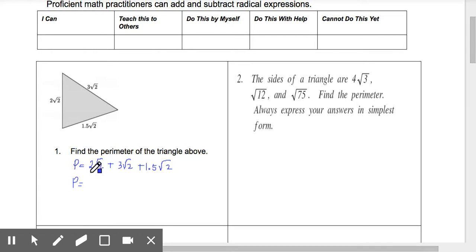To combine them, we just need to add the numbers in front. We call them coefficients. So we add 2 plus 3 plus 1.5 and we get 6.5. So we have 6.5 square root of 2. So how many square root of 2's do we have here? We have 6.5 square root of 2. This is the perimeter of the triangle.